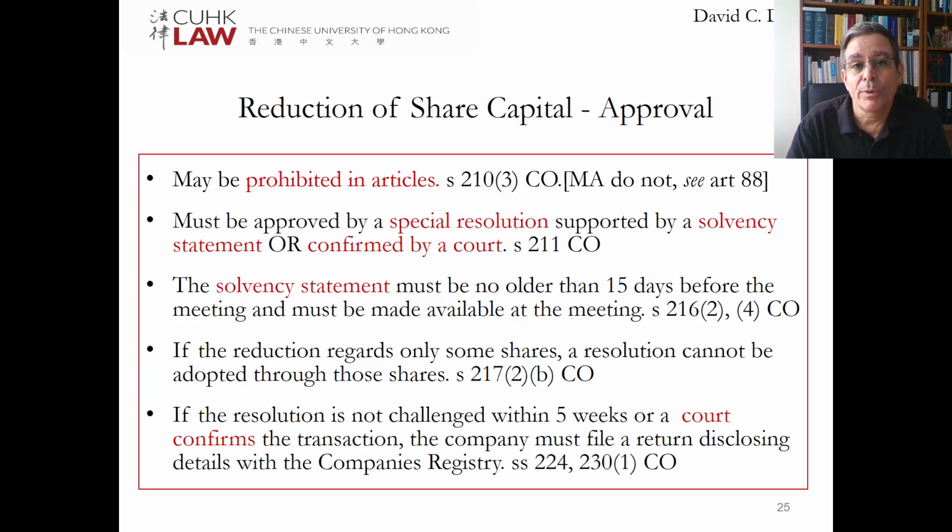And if we do have a resolution, if we don't go to the court, then the resolution must be filed, creditors must be given notice, and there will be an opportunity for challenge. And if no challenge is made, the court can confirm the transaction, and we would need to file a return on the reduction of share capital with the company's registry.